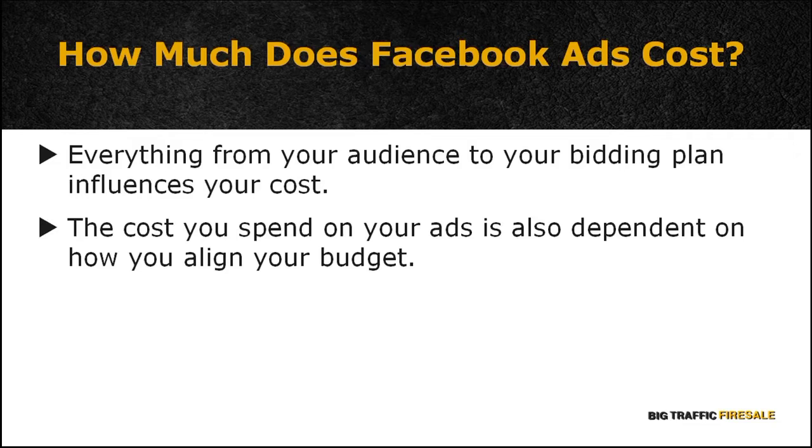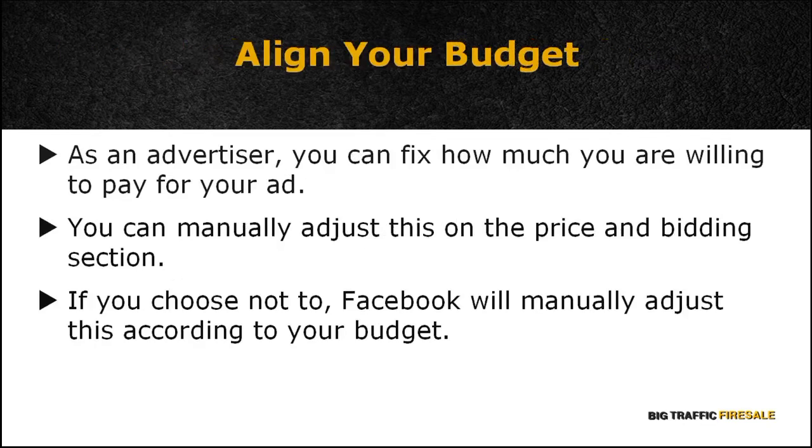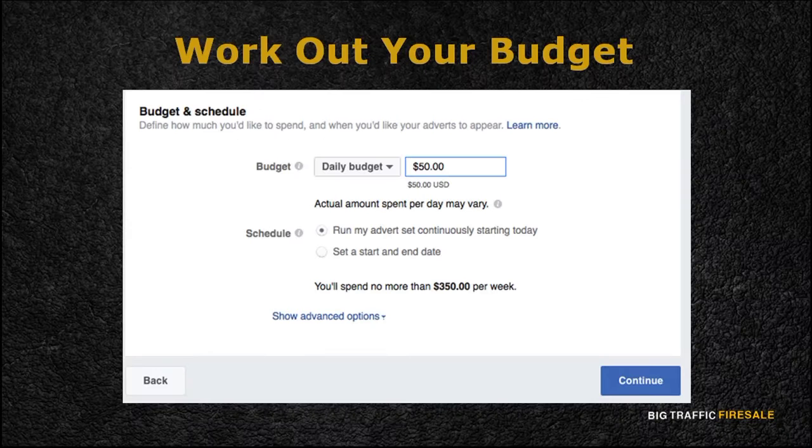Always bear in mind that the cost that you spend on your ads is also dependent on how you align your budget. This means, as an advertiser, you'll state how much you are willing to pay for an ad. You can manually adjust this on the pricing and bidding section. If you choose not to, Facebook will automatically calculate a bid for you within your budget and how long you choose to run your advertisement.